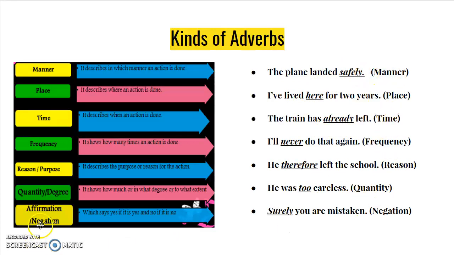Here's our last one, affirmation or negation, which means like positive or no. Which says yes if it is yes, and no if it is no. So these are like definite answers. Definite positive yes, definite negative no. Surely you are mistaken. So this is a negation. It is absolutely no. All right, so here's our different kinds of adverbs. Okay, let's move on.